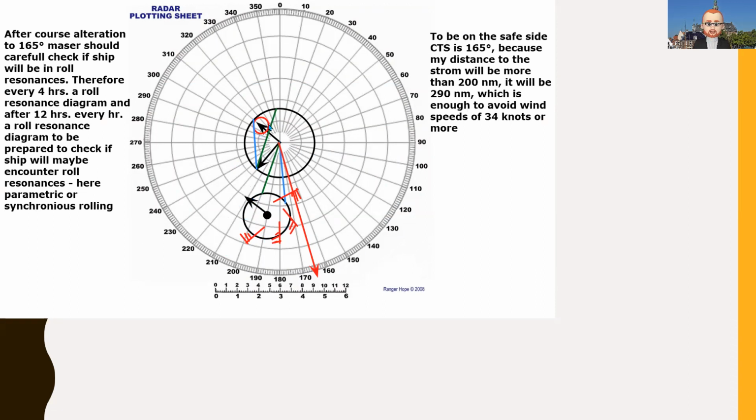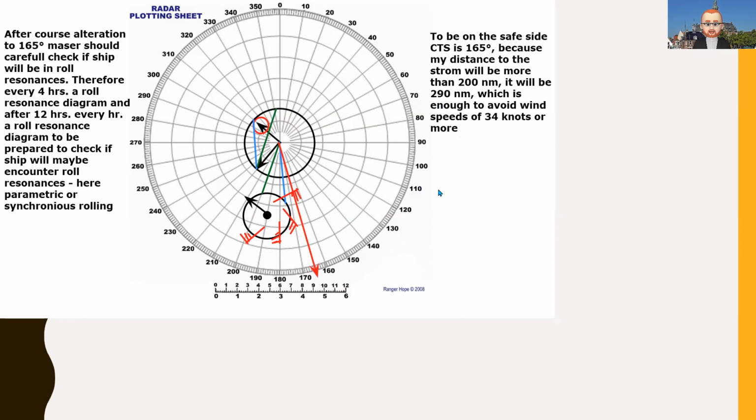So I prepare my tropical storm plot, and I can see that with both solutions, I will run directly into this dangerous circle. Therefore, the course that has to be steered is 165 degrees to be out of this, because then I will be at 299 nautical miles. That means I will be by far more away to avoid wind speeds of 34 knots or more.